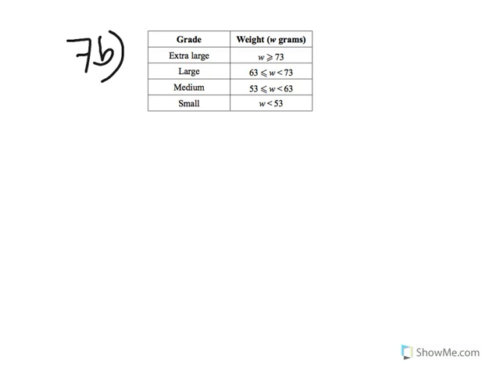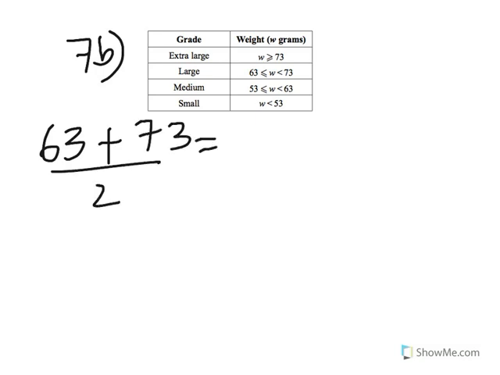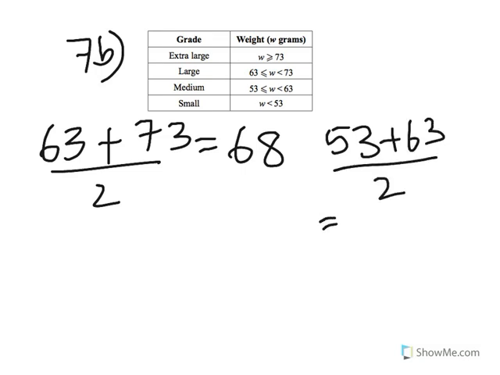So how do we do this? What we do is we take the lower value, we add it to the higher value, and we divide it by 2. This will give us a midpoint of 68. So 68 grams is the midpoint of the weight of each large egg. Now the midpoint of the weight of each medium egg is 53 plus 63 divided by 2, which is 58 grams for the weight of each medium egg. And remember, these are average values because they're asking us to find an estimate.